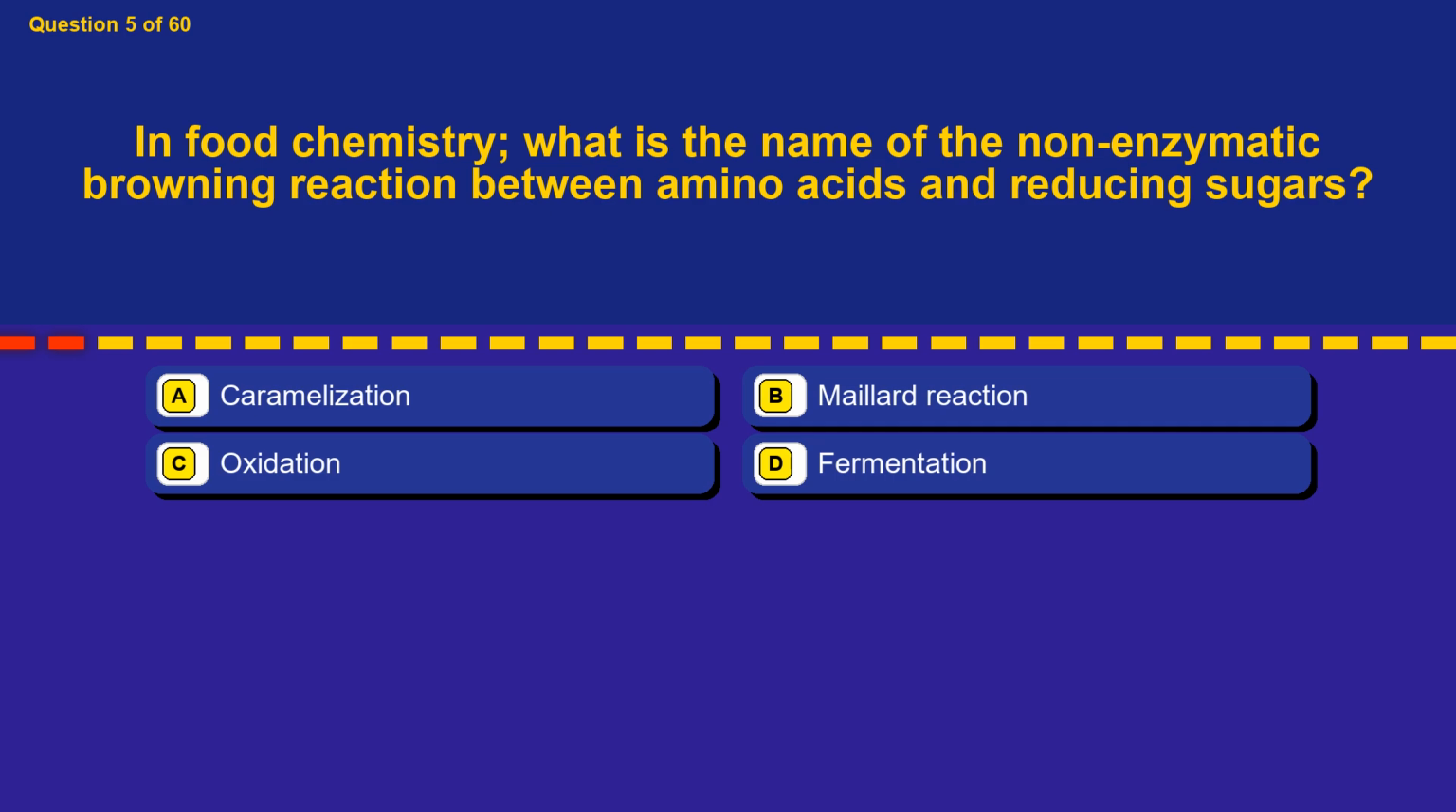Question 5. In food chemistry, what is the name of the non-enzymatic browning reaction between amino acids and reducing sugars? Option A, caramelization. Option B, Maillard reaction. Option C, oxidation. Option D, fermentation.